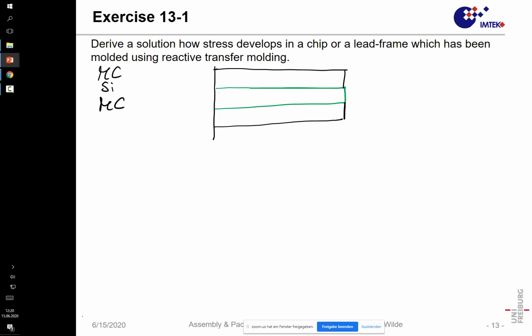Okay, and we have an initial length L0, and here that's a plane of symmetry, so we start from the middle here. And that is directly after molding. Of course, the materials go further here, but we only model a segment of it. So, what will happen when we cool it? Can you give me a proposal? What will happen when this stack is cooled?